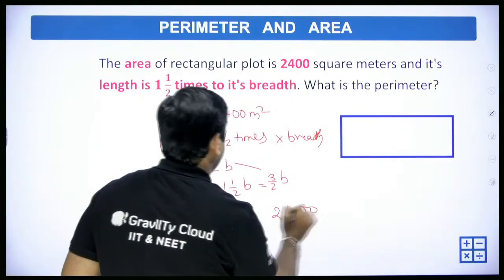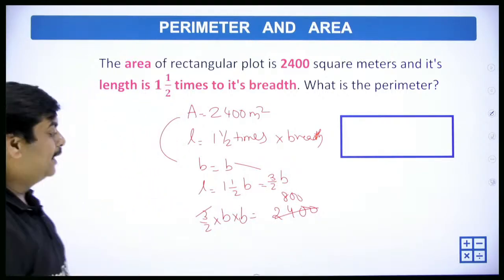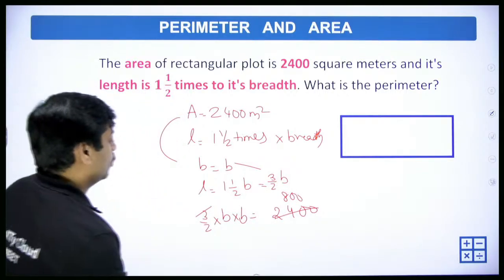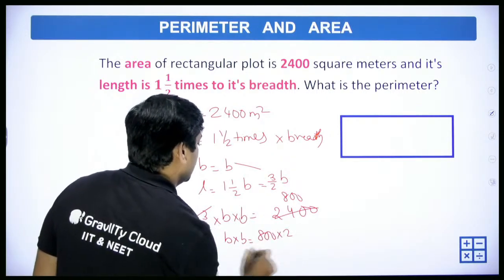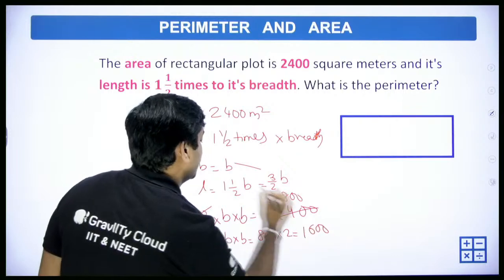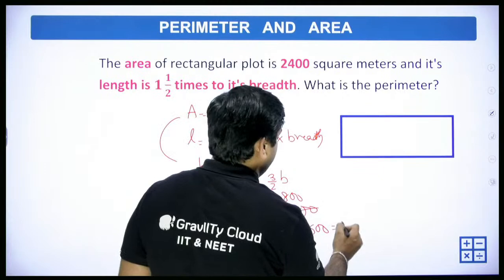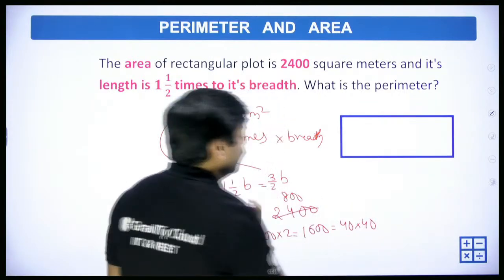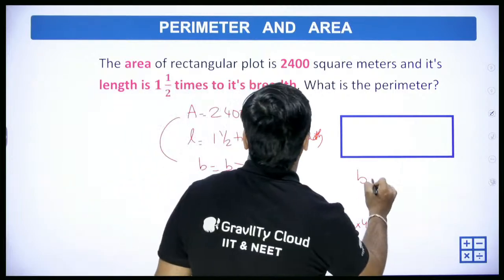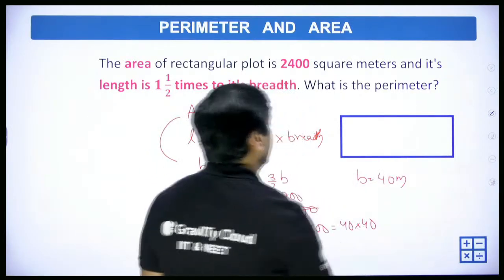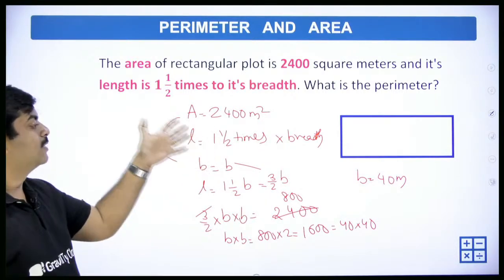So 3 and 2400, 3 eights are 24, so 800. So B into B is equal to 800 into 2, which is 1600. Breadth into breadth is 1600, so it is actually equal to 40 into 40. It is enough to say that the breadth is 40 meters. From there you can find 1.5 times, which is the length.